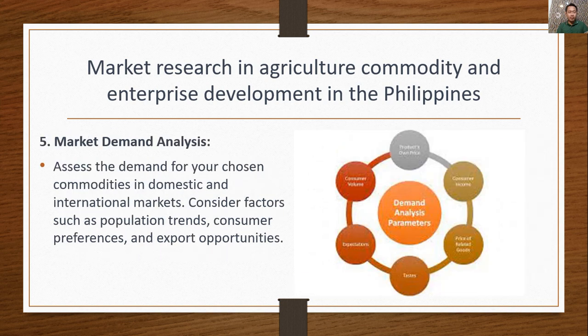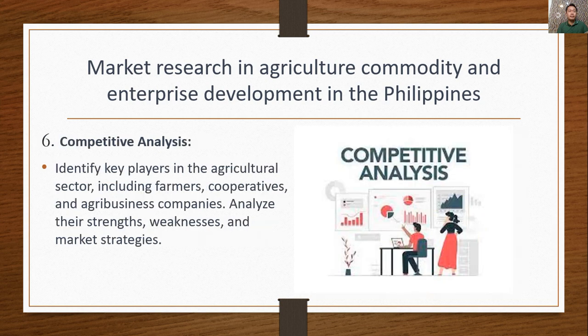and market demand analysis. So this one will assess the demand for your chosen commodities in domestic and international markets. You may consider factors such as population trends, consumer preferences, and export opportunities. Then your competitive analysis. Identify key players in the agricultural sector, including farmers, cooperatives, and agribusiness companies. You will analyze their strengths, weaknesses, and market strategies.